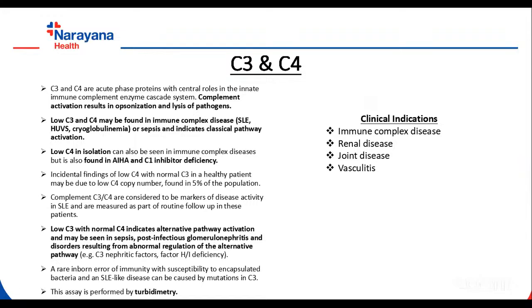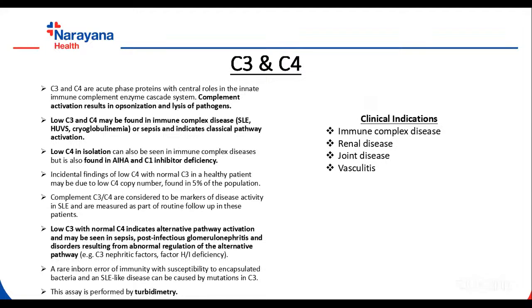C3 and C4. So C3 and C4 are also acute phase proteins which are central in the innate and complement enzyme cascade system. The complement activation results in opsonization and lysis of pathogens. Low C3 and C4 are seen in immune complex diseases like SLE, cryoglobulinemia, and sepsis, and indicate classical pathway activation. Only low C4 can also be seen in conditions like autoimmune hemolytic anemias and C1 inhibitor deficiency.